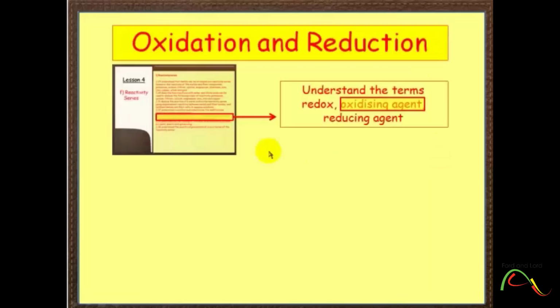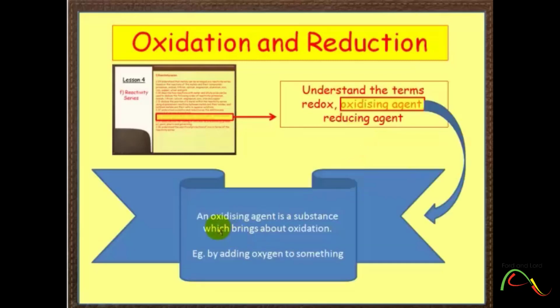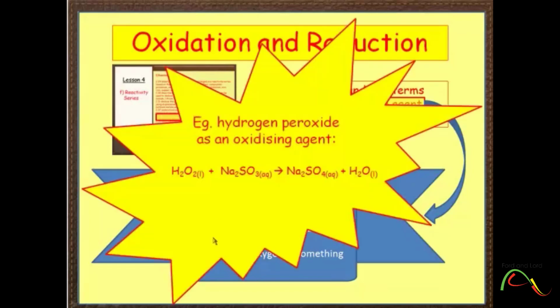Right, back to the spec. The spec says, what's an oxidizing agent? Let's define it. An oxidizing agent is a substance which brings about oxidation. It's something that very kindly adds oxygen to something. Let's have a look, shall we? Here we've got hydrogen peroxide. This is going to donate an oxygen to sodium sulfite. You end up with sodium sulfate, so this has been oxidized, and hydrogen peroxide itself is reduced.